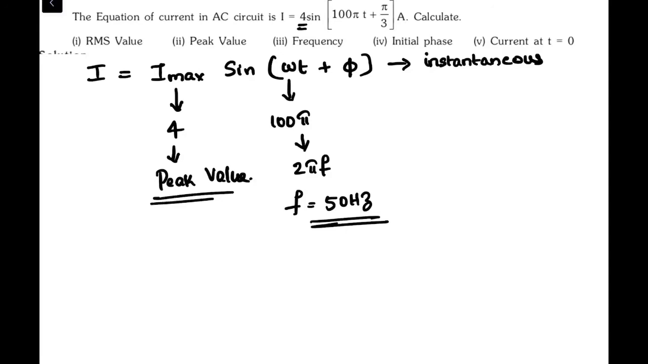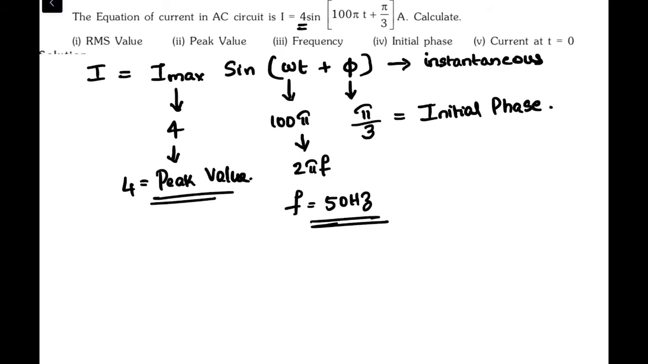Peak value is 4. Okay, 4 is the peak value, frequency is 50 hertz. Now this phi is called the initial phase. So by comparing from the above equation, we understood that pi by 3 is our initial phase.